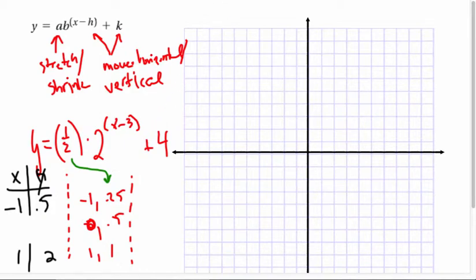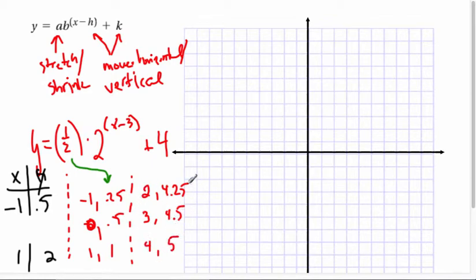Now I'm going to move my x values right 3 spaces and my y values up 4. So if I move negative 1 right 3 spaces, I get 2. If I move 0 3 spaces, I get 3. And if I move 1 3 spaces, I get 4. So I moved all the x values right 3 spaces. Now I'm going to move all the y values up 4. That gets me 4.25. That gets me 4.5. And this gets me 5.